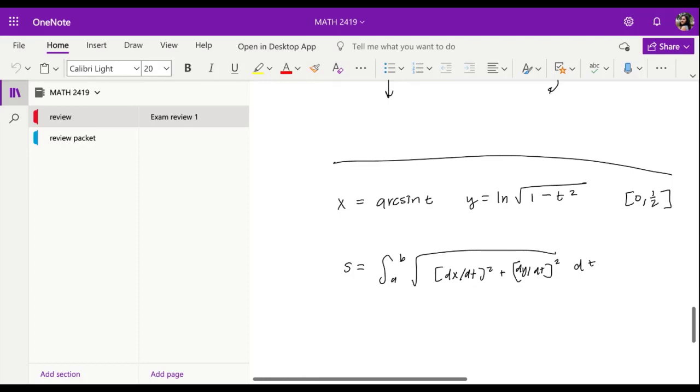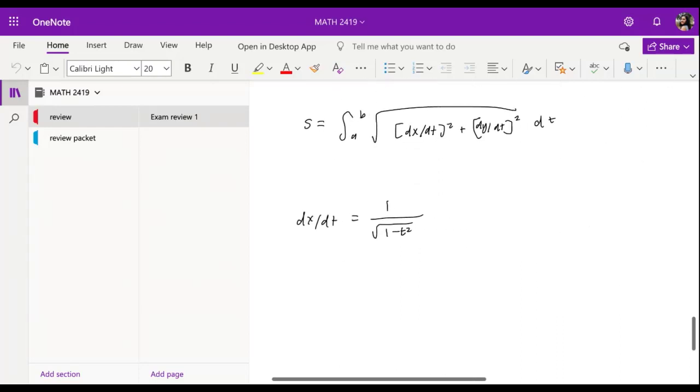So if we do dx/dt, we have the derivative of arc sine t, and so we will get 1 over square root of 1 minus t squared. So make sure you guys remember all your derivatives of all the trig functions and arc sine, arctan, all of those, because you guys will still be using those.